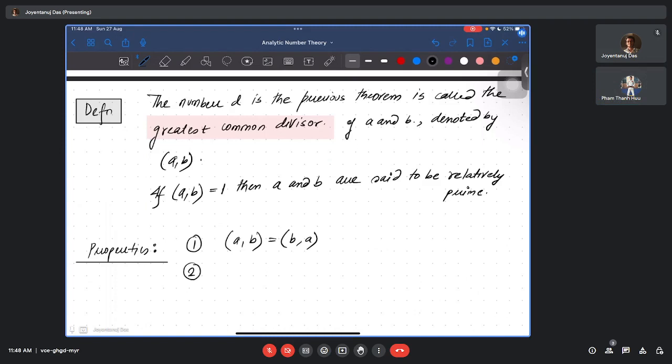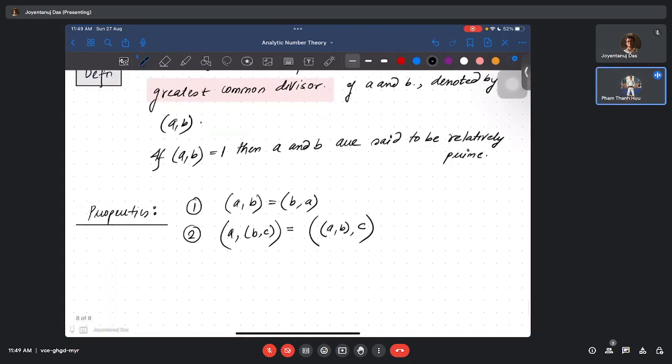The second property is that if we first find the GCD of B and C, and then find the GCD of A along with that new number, that is the same as first finding the GCD of A and B and then finding the GCD of that with C.